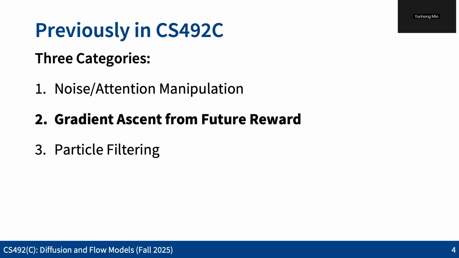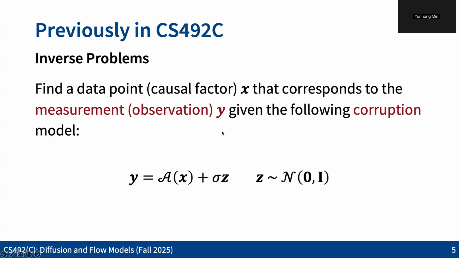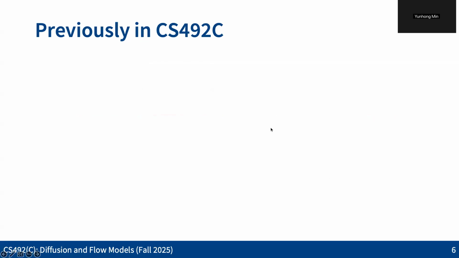While we titled this gradient ascent from the future world, what we discussed last time was basically about inverse problems. The inverse problem was defined in this way: given the observation y and a mapping function A, how can you generate the x that satisfies this formulation, in the sense that x is aligned with the observation y?